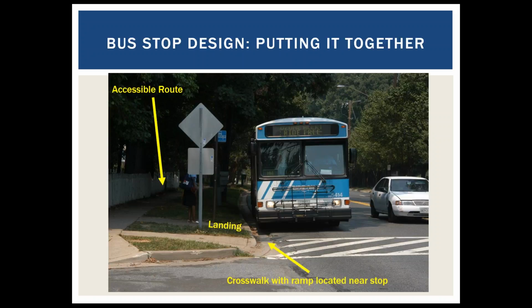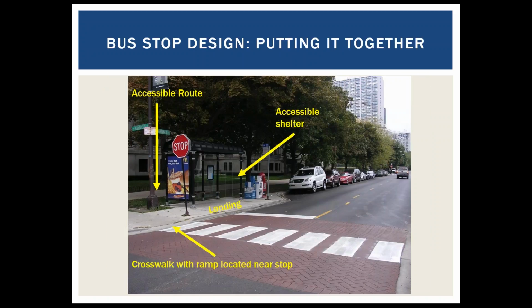Here's a suburban example of putting it all together, where you have the landing, you have the accessible route behind the landing, and you see a crosswalk with ramp located near the stop. Although this is an older ramp that doesn't have truncated domes and things like that. But the basic elements are what I wanted to point out.